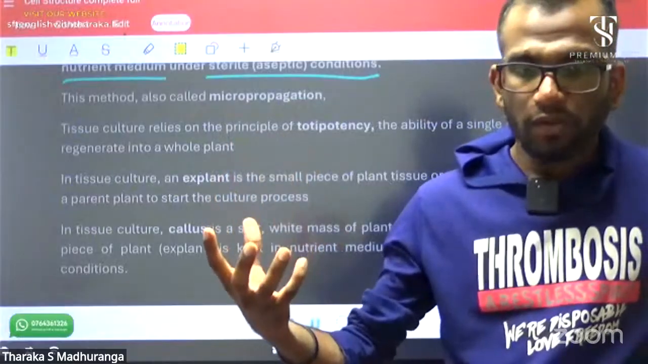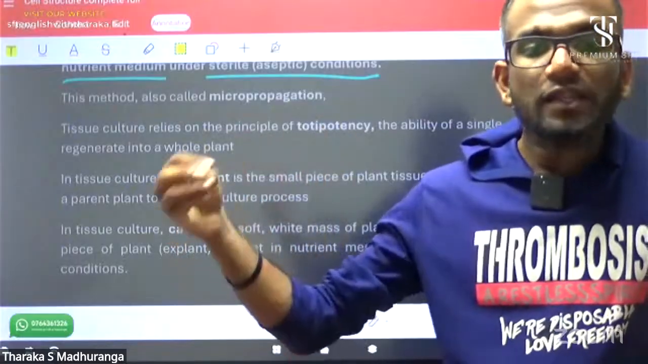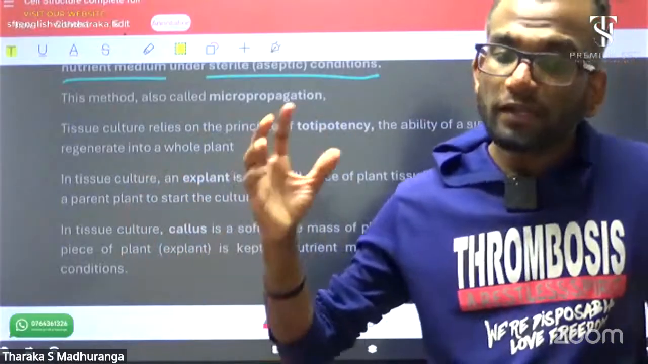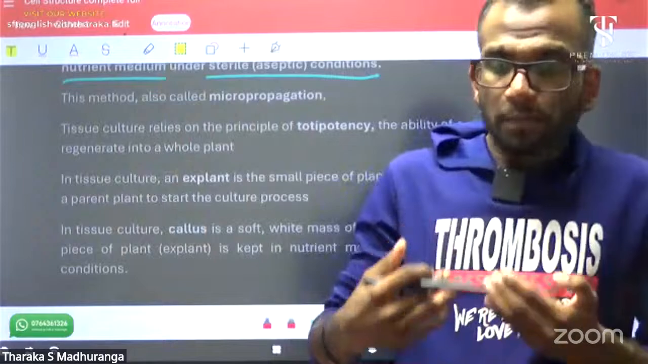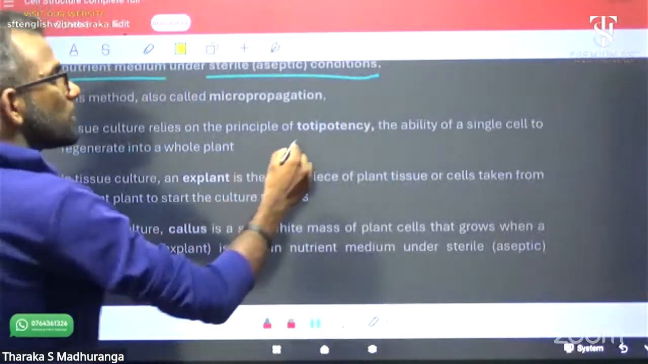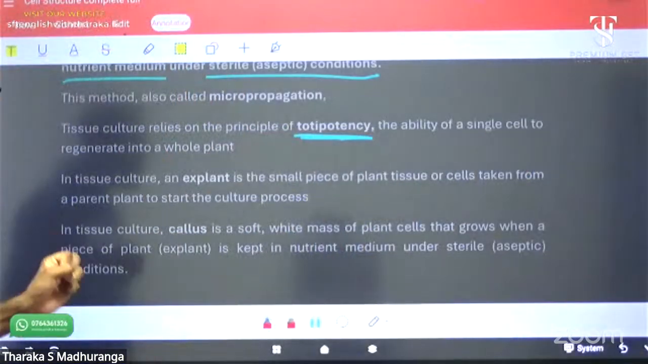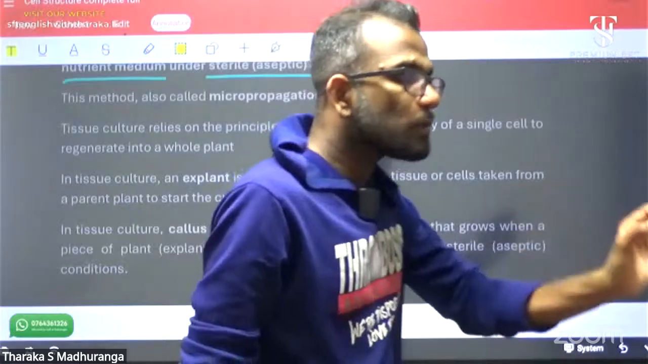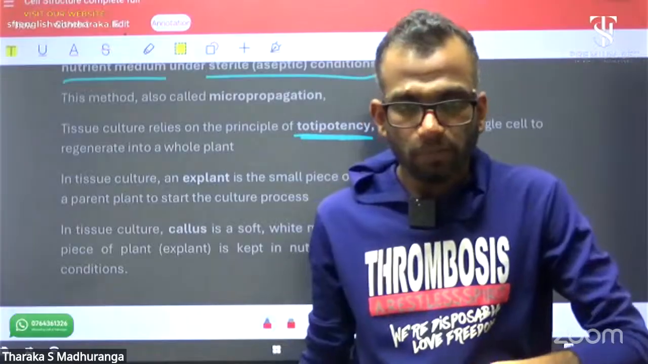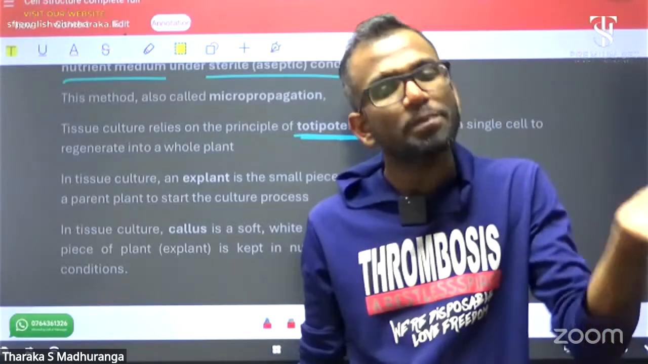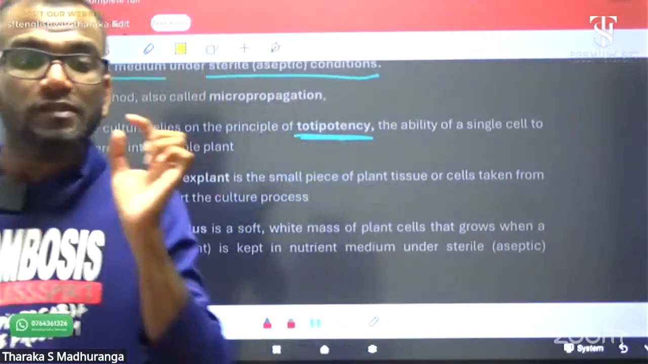Genetic material, all ribosomes, everything is there. One cell able to develop as a complete plant. This characteristic, this property we call totipotency, the ability of single cells to regenerate as a whole plant. This totipotency characteristic of plant cells is utilized for the tissue culture process. A tissue part of a plant develops as a whole plant.